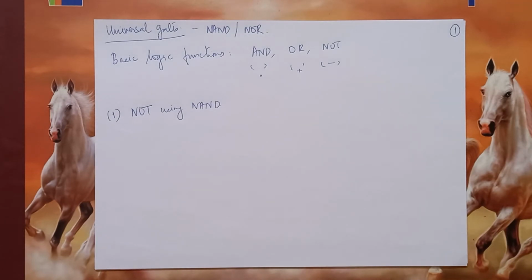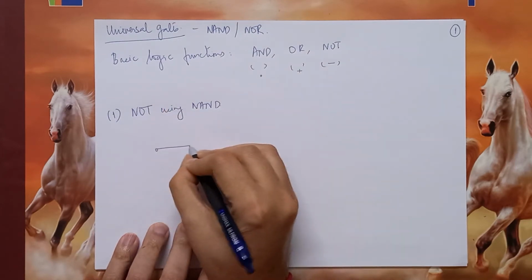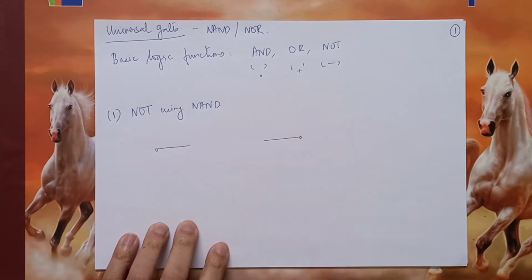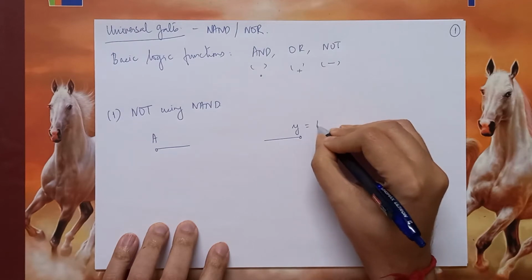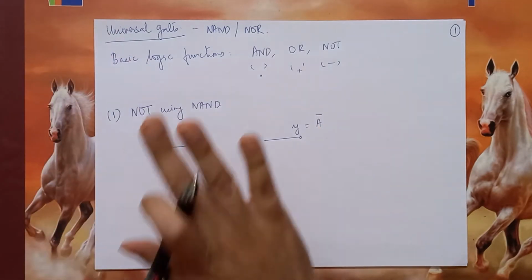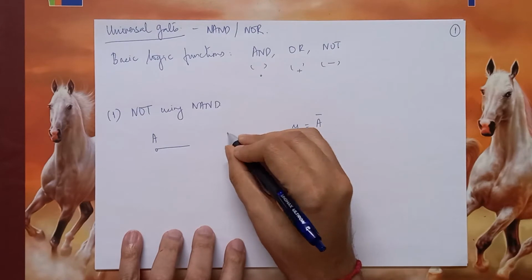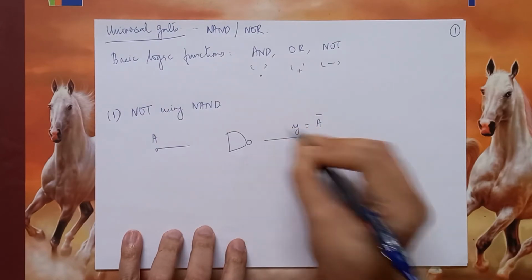So what we want is we have a single input and a single output. Suppose the input is A, so the output Y should be A bar. This is what the NOT function is. But we have to realize this using NAND gates. Now how do we do this? We can do this by putting a NAND gate in this format.